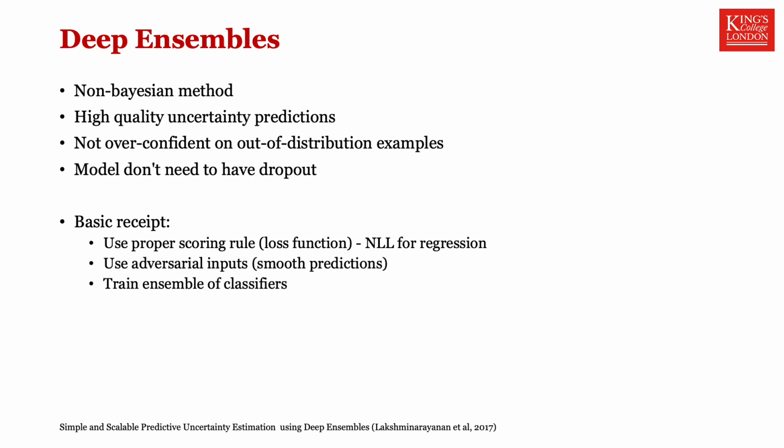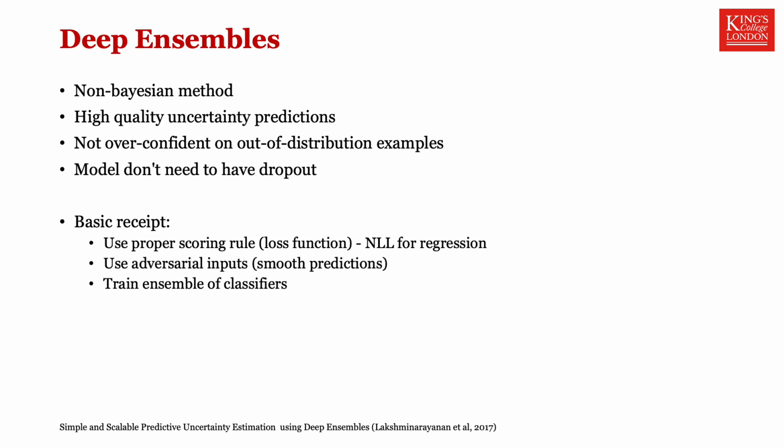So they are non-Bayesian methods. They generate very high quality uncertainty predictions, even though they are not theoretically very well founded, because they're just a bunch of different neural networks going through the uncertainty process and averaged together. They tend to have the right degree of confidence when you're out of distribution.